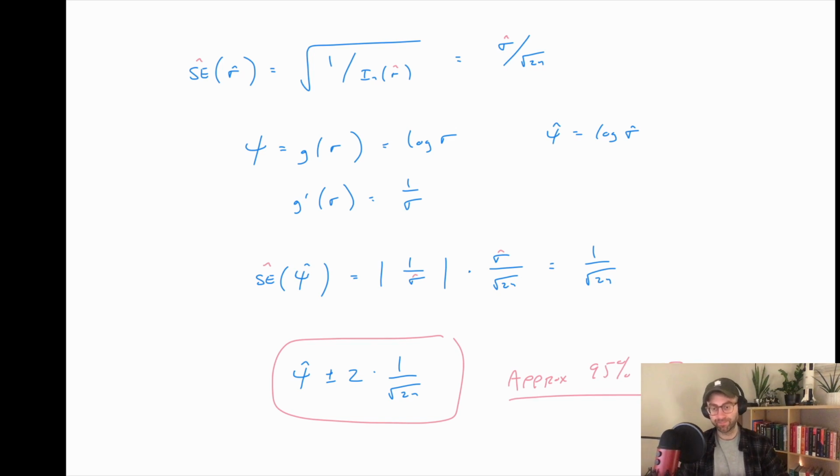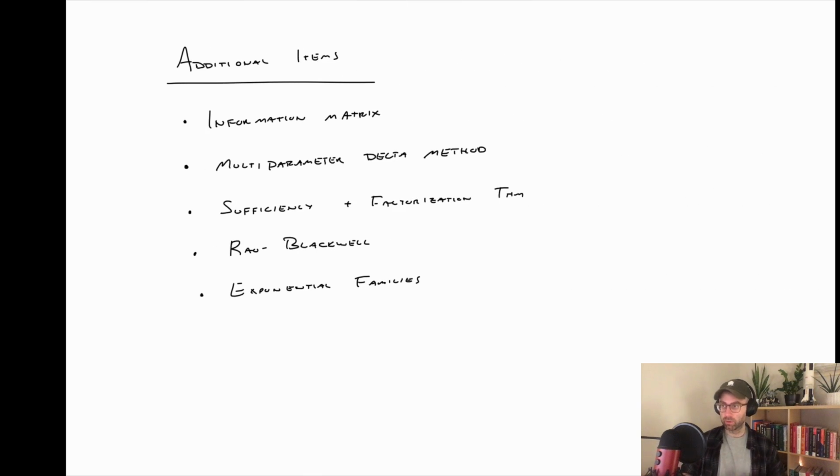Okay, cool. So that was an example of the delta method. I realize you can't see all of what I wrote, but I have a feeling you know that it says an approximate 95% CI.